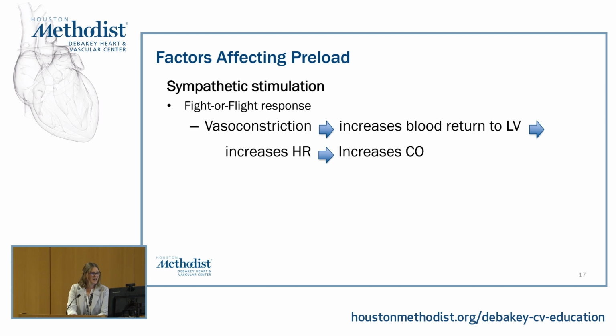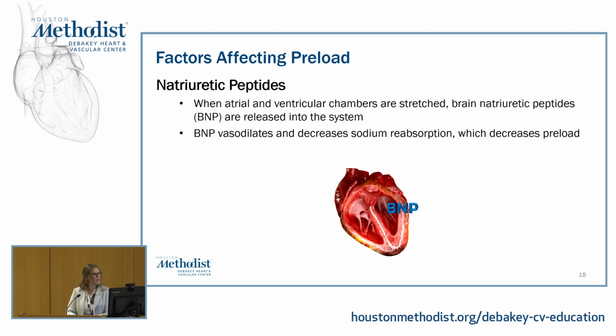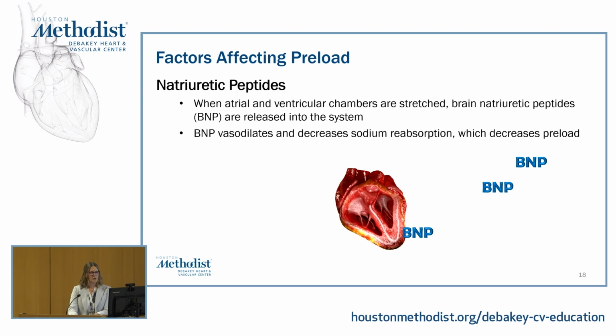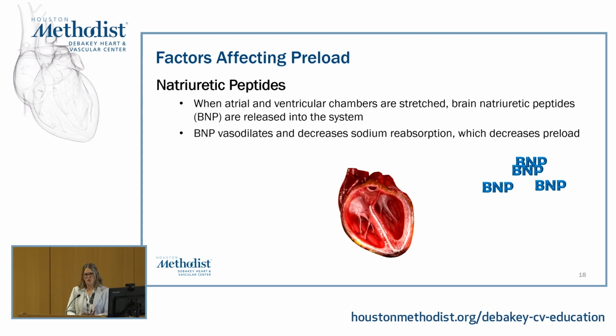So sympathetic stimulation, that fight or flight response, will also affect your preload. Vasoconstriction increases blood return to the left ventricle, increases heart rate, and then increases cardiac output. And then finally, natriuretic peptides. When atrial and ventricular chambers are stretched, brain natriuretic peptides are released into the system. This is what you see when you do your blood work, when your patients come in for heart failure. That's what you're seeing in that lab result. So BNP vasodilates and decreases sodium reabsorption, which decreases preload.